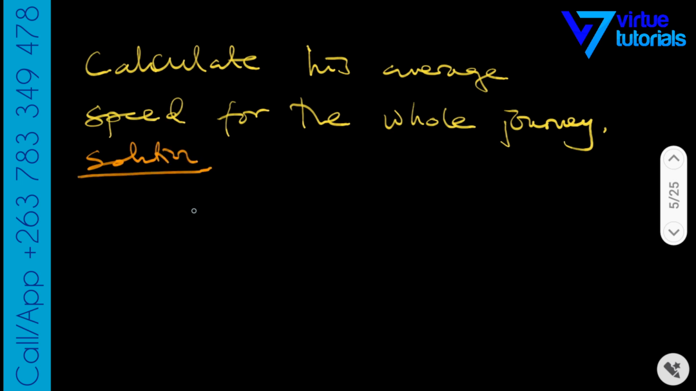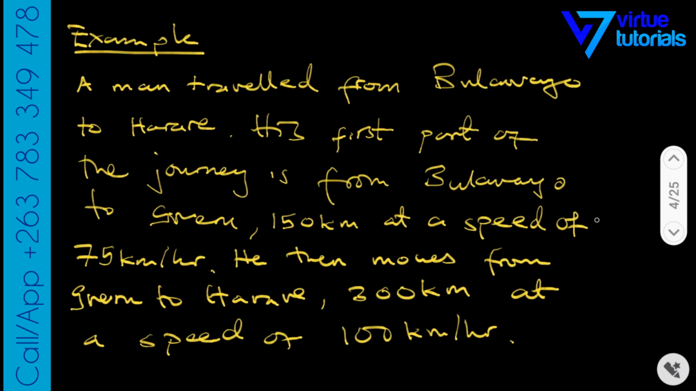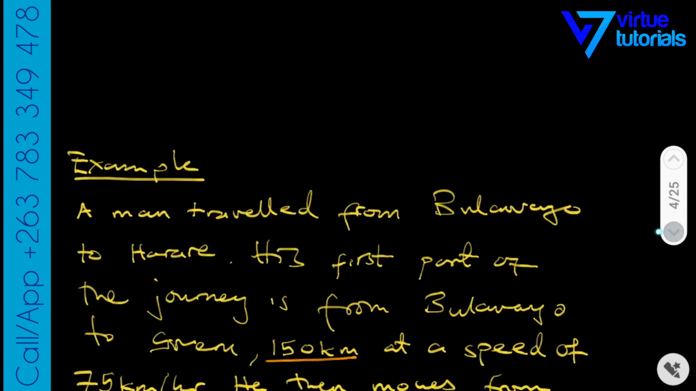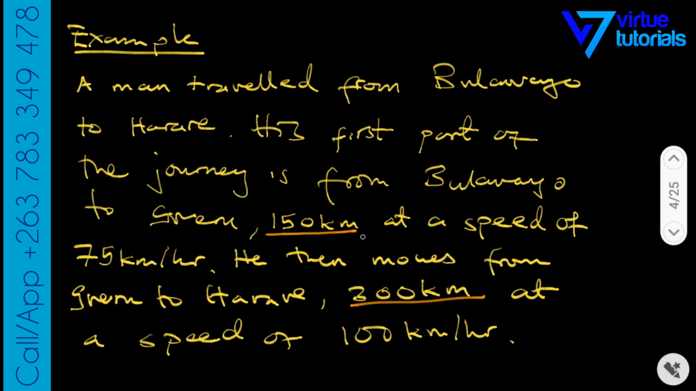So first of all, let's just map the journey here. This motorist is moving from Bulawayo to Harare, but then they pass through Gweru at some point, right? According to the data here, the distance from Bulawayo to Gweru is 150 kilometers, and the distance from Gweru to Harare is 300 kilometers. So let me just write the distances. The distance for the first part, I'll call it D1, is equal to 150 kilometers. The distance for the second part, I'll call it D2, is equal to 300 kilometers. Now, I'm told the speed of the motorist in the first part of the journey is 75 kilometers per hour, and the speed in the second part is 100 kilometers per hour.